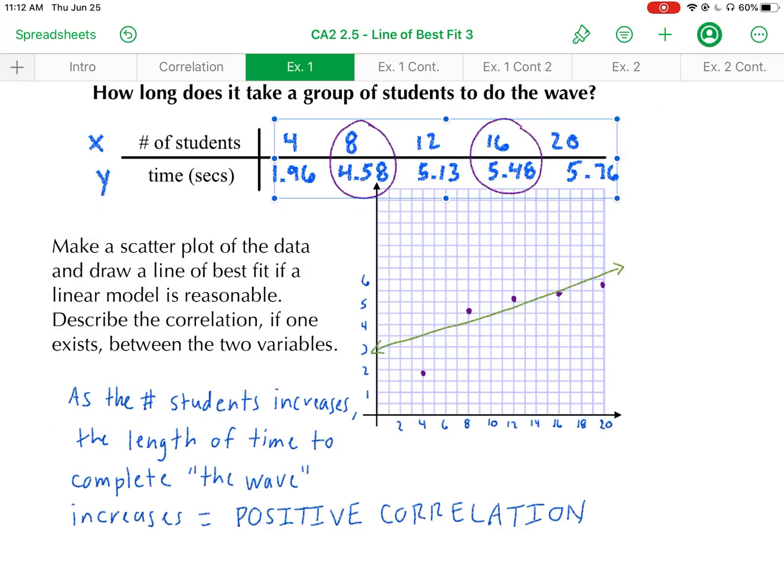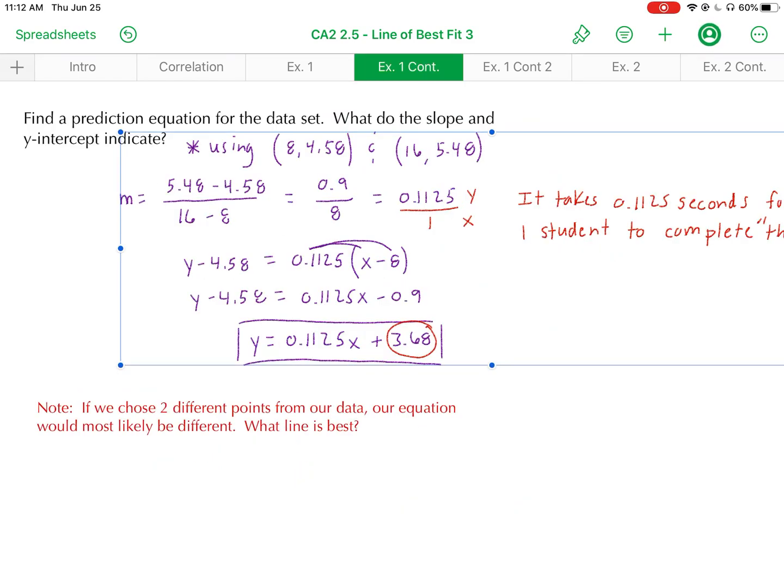We took a data set. In this case, the data set represented how long it took a certain number of students to do the wave. And we represented that data set with a linear equation. We did it by hand, just picking 2 points in the data set. Now, when we do this by hand, our equation is not always the most accurate.